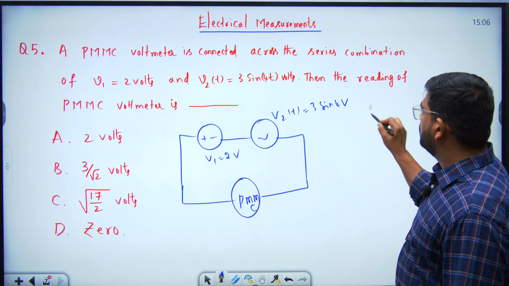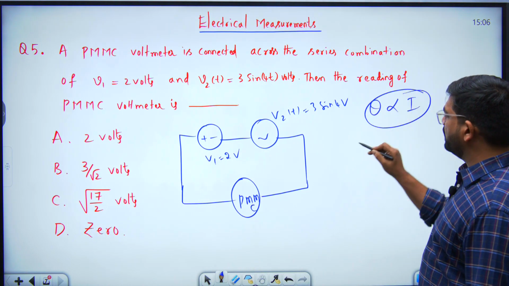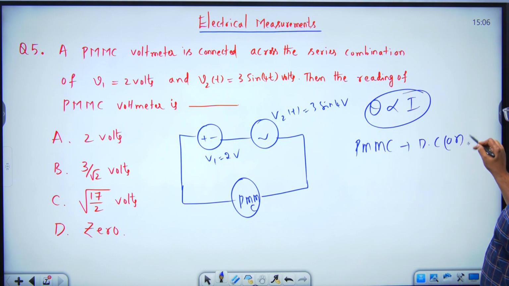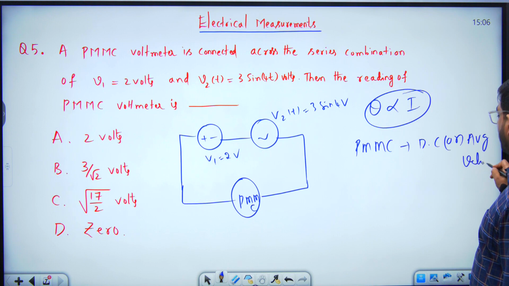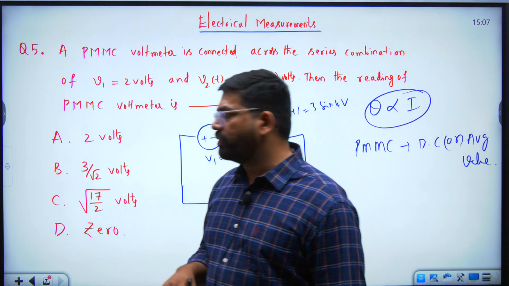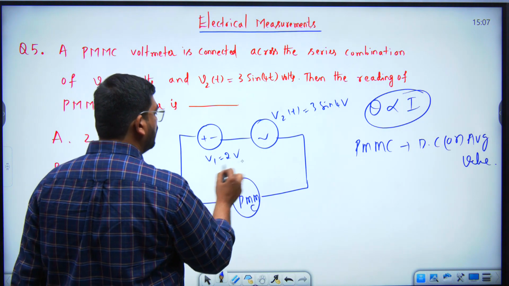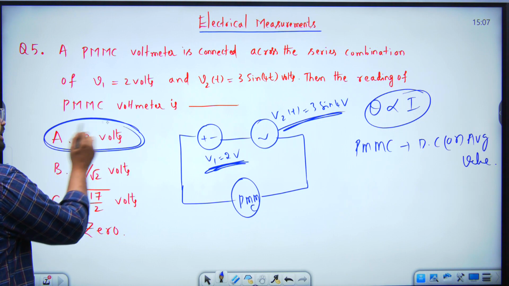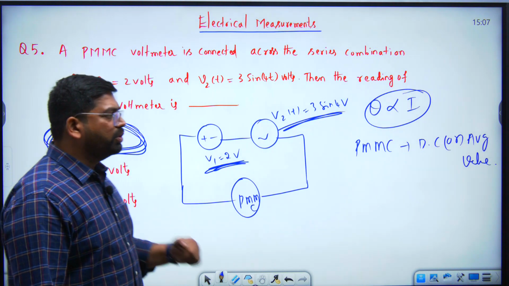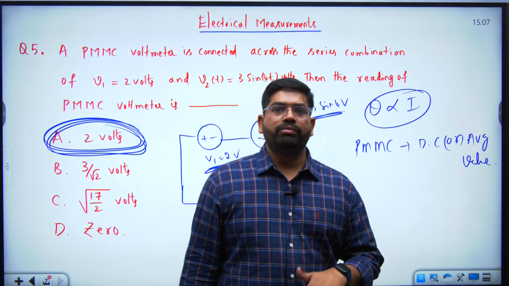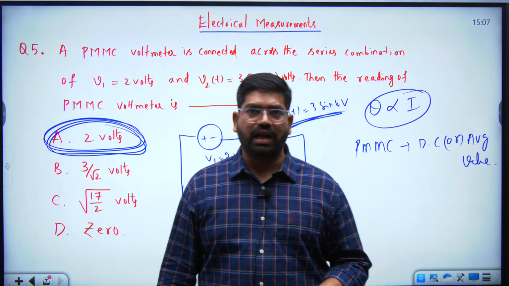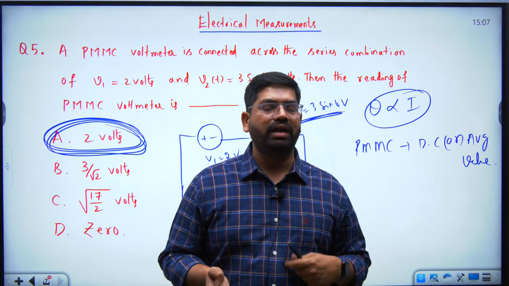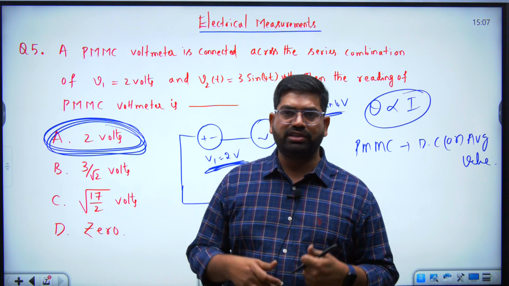PMMC reads theta proportional to I. PMMC reads only the DC or average value. It will not respond to an AC quantity or RMS value. So it will give a reading only because of the 2 volts. It will not respond to 3 sin 4t. So 2 volts is correct. If it is a moving iron type instrument, it will read both AC and DC quantities, but it will give the RMS value. Observe the difference here. Which meter reads which quantity is most important, and the majority of the questions are based on that.